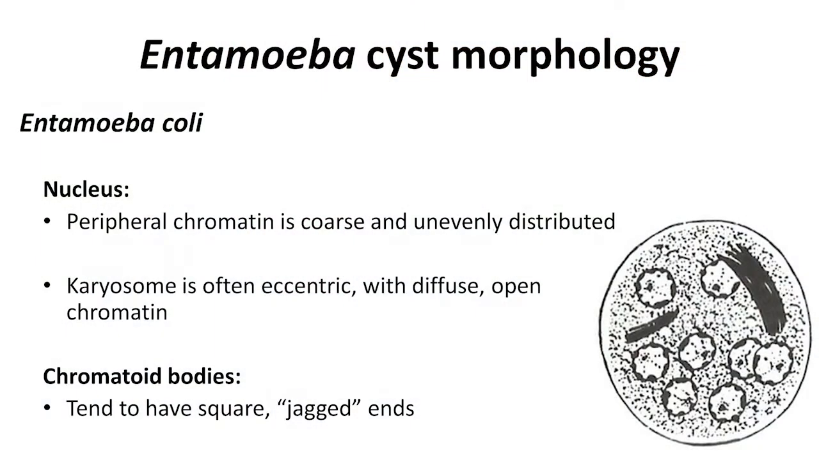Let's compare that now with E. coli and see the differences. This is a cyst of E. coli. It's a little bit bigger. The peripheral chromatin is uneven. You'll see that it's not evenly distributed, that there are areas where there's no peripheral chromatin and other areas where there's quite big lumps of it.